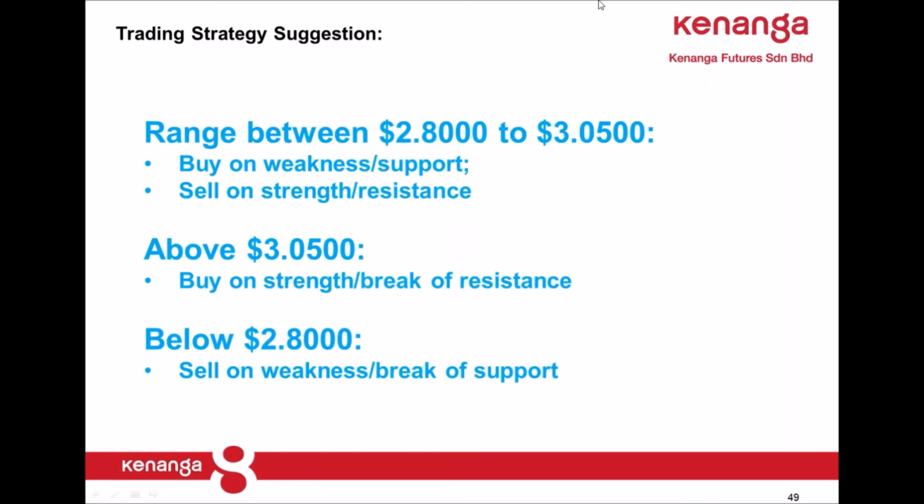And this will be some trading strategy that you can adopt. If it falls below 3.05 and stays within the range of 3.05 to 2.8, basically you need to play the range: buy on weakness or support and then sell on strength, or short on resistance. So basically this will be a range trading kind of strategy.